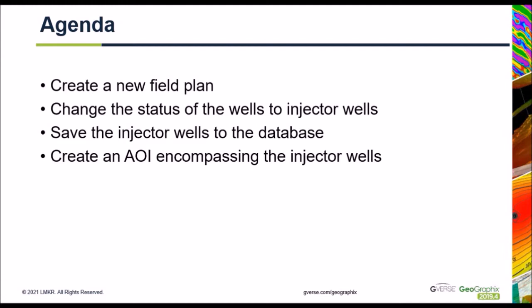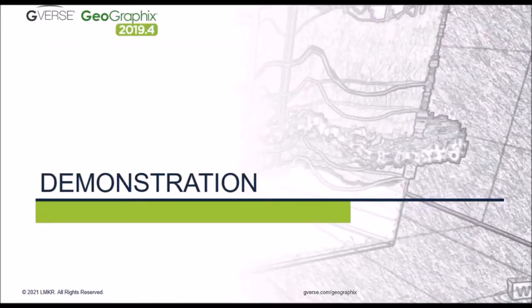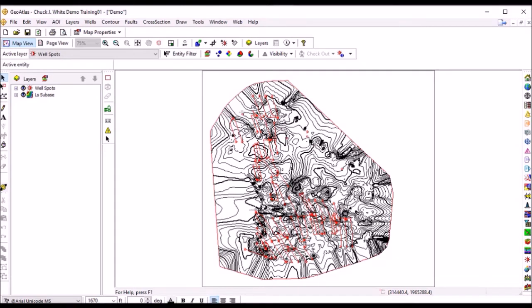So let's get started. I am going to switch to demonstration mode now. So please give me a moment here. Alright, so in order to start with the workflow, it is important that you have a .gmp map file opened within GeoAtlas.